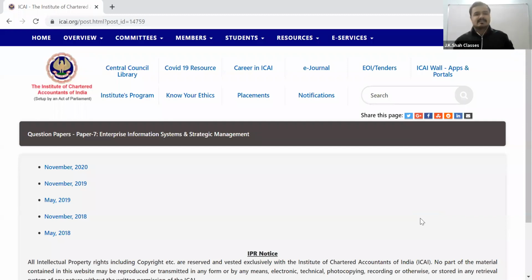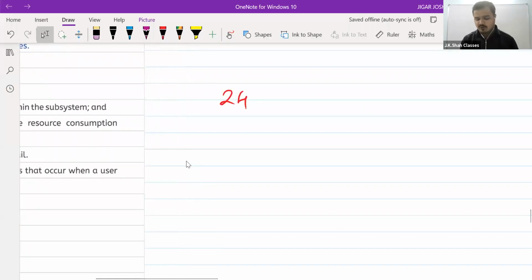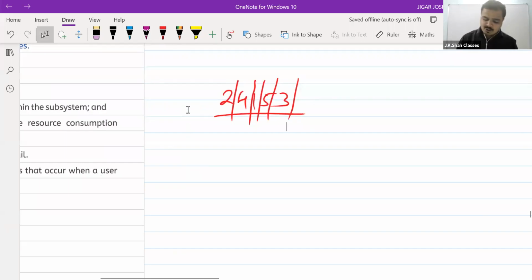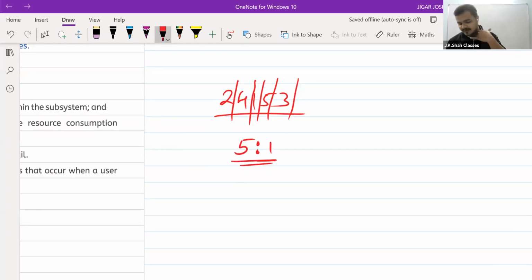But once your syllabus is done, my dear chartered, I strongly recommend you follow the funda of 24153. That is, first finish chapter number 2, then 4, then 1, then 5, and then 3. You need to revise. Second most important, the ratio you need to keep is 5:1 now. Refer the 5 questions and rewrite at least one answer completely.